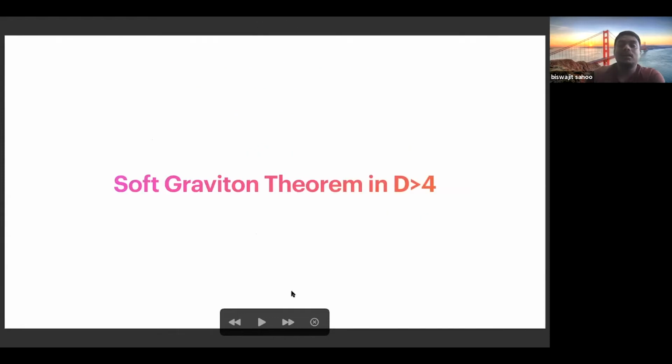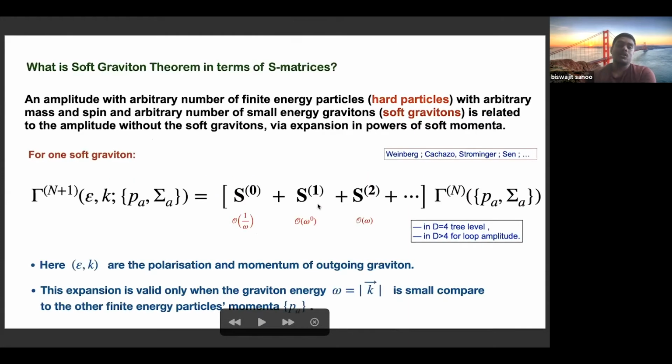So let me start with the soft graviton theorem in space-time dimension greater than 4. What is a soft theorem? Consider an amplitude which has an arbitrary number of external finite energy particles, which can have arbitrary mass and arbitrary spin, which we call hard particles. This amplitude also contains some small energy gravitons, which we call soft gravitons. We then try to relate this amplitude with the amplitude which does not contain any of these soft gravitons. The relation is via expansion in powers of the soft momenta, the momenta of the soft gravitons.